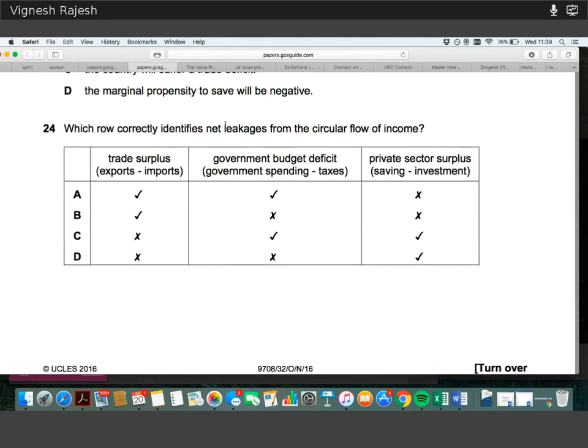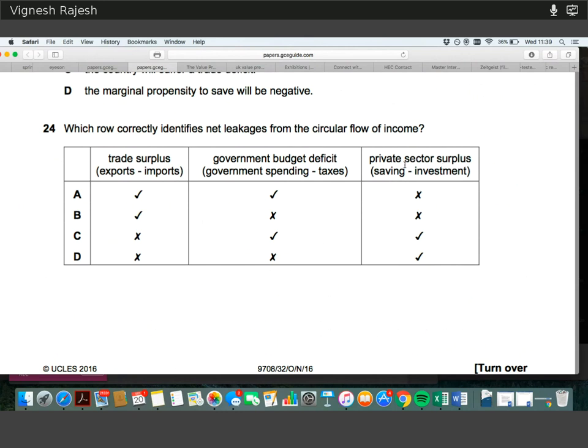Net leakages. It's quite simple to work out which of these components is the injection and which is the leakage. So we know exports minus imports. Exports is money coming in, imports is money coming out. So a trade surplus is actually a net injection, not leakage. So it should be a cross there. Similarly, a budget deficit: government spending is money going in, whereas tax is money coming out. So that's actually a net injection. Leakage is all the net money coming out of the economy. So that should also be a cross.